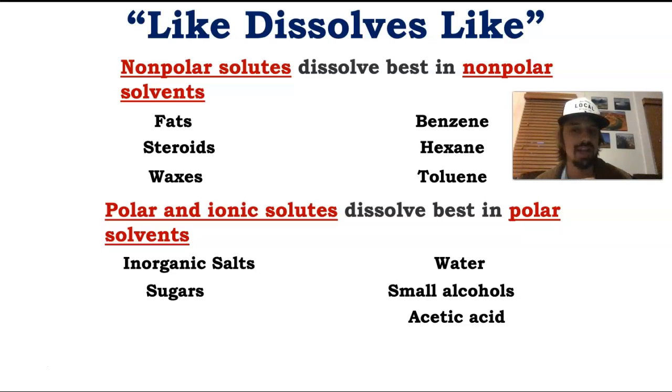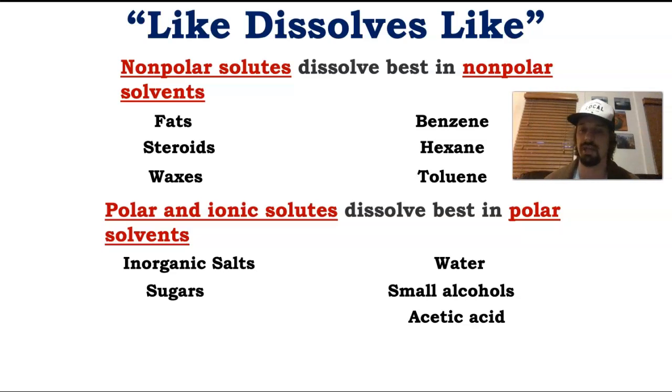So wax is not going to make a good solution with water. It won't make a solution at all because wax is nonpolar and water is polar. But salt dissolves well in water and makes a solution because it's ionic. Remember, polar and ionic substances dissolve best in polar solutions. You can't have ionic solutions because those are solids, anyway, typically. Nonpolar solutes dissolve best in nonpolar.